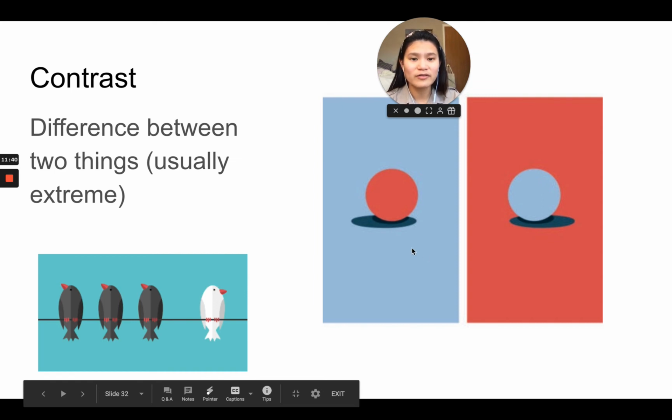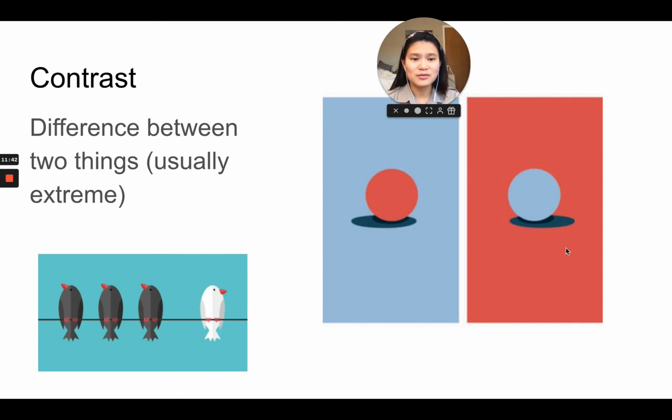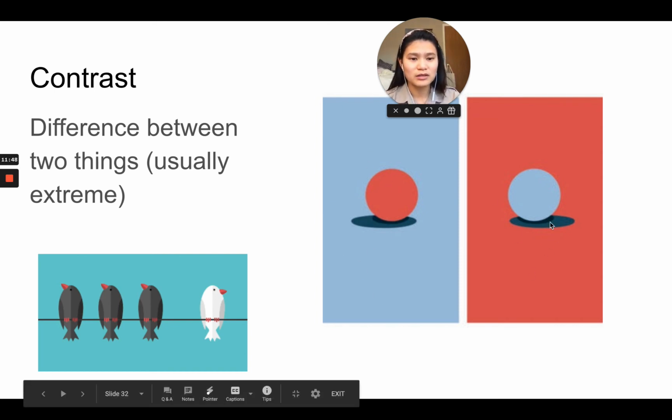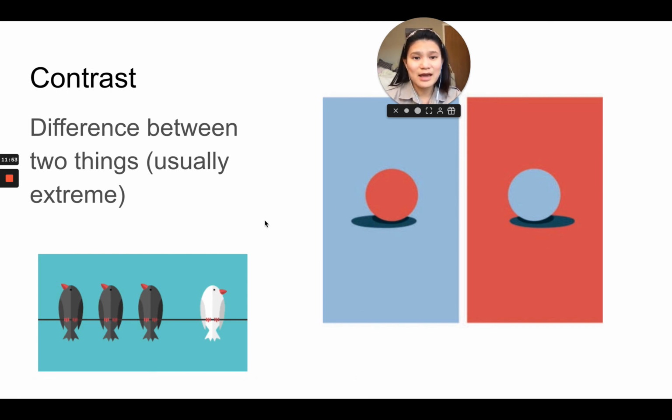You can also have contrasting colors. Here we have red and blue, which is a cool color and a warm color. That would be contrasting colors. It can be used to emphasize things. It could make a pattern brighter. There's many uses for contrast within a composition.